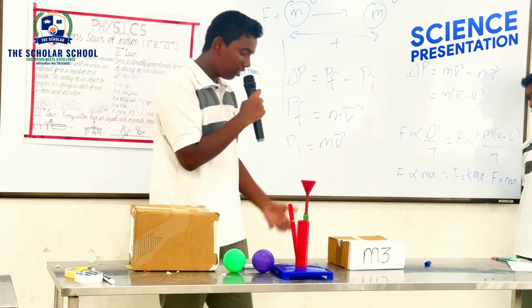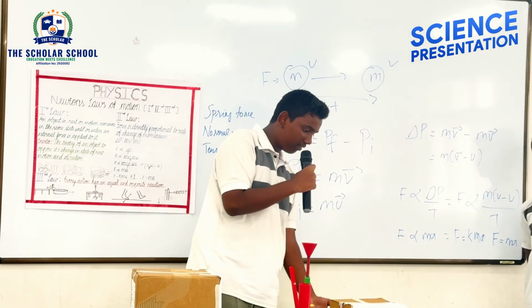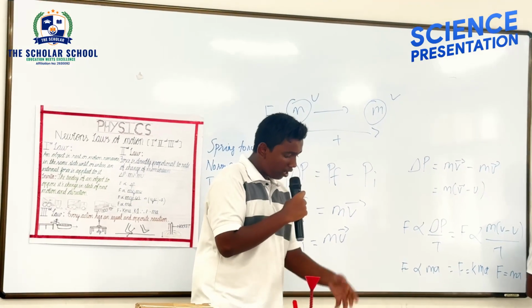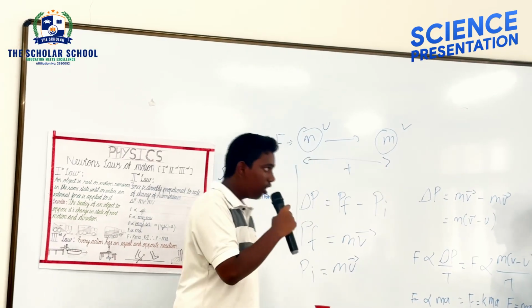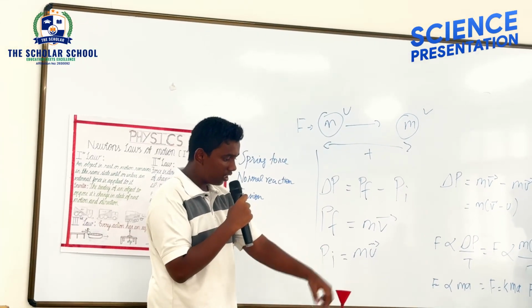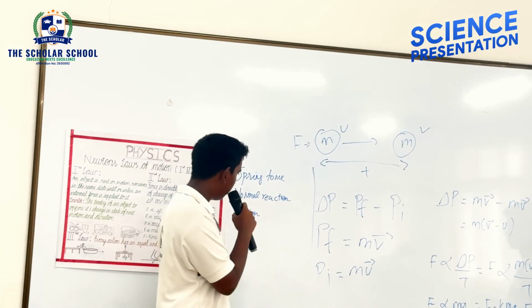Normal reaction: if you take a mass, normal reaction always acts perpendicular to the surface. The weight of this object acts downward due to gravity, which is mg, and normal reaction N acts perpendicular, in the upward direction. So here N is equal to mg, so the object remains at the same position.